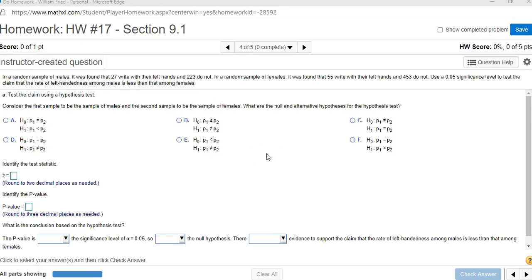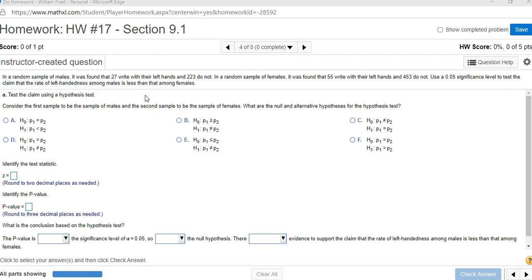This is homework number 17, question 4, and I'm going to run through this question. It says, in a random sample of males, it was found 27 write left-handed, 223 do not. For females, 55 do, 453 do not. Test with a 0.05 significance. Test the claim. The rate of left-handedness among males is less than among females.